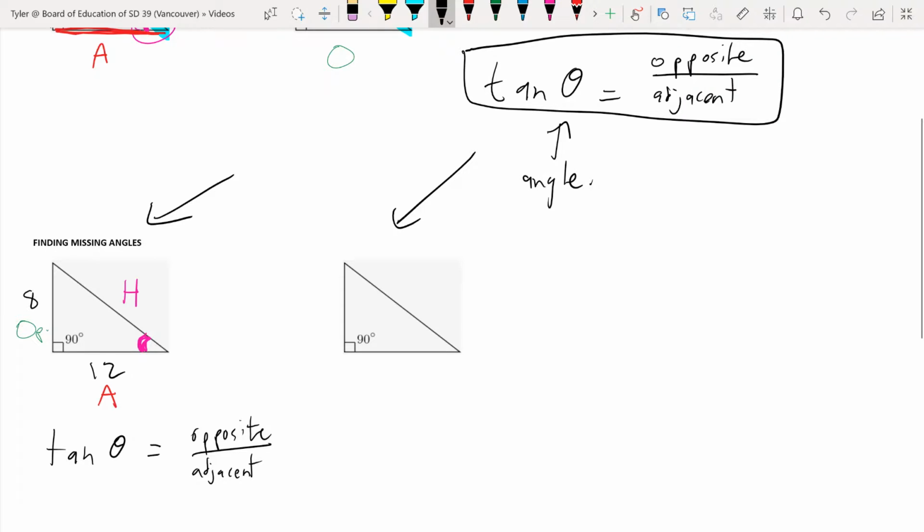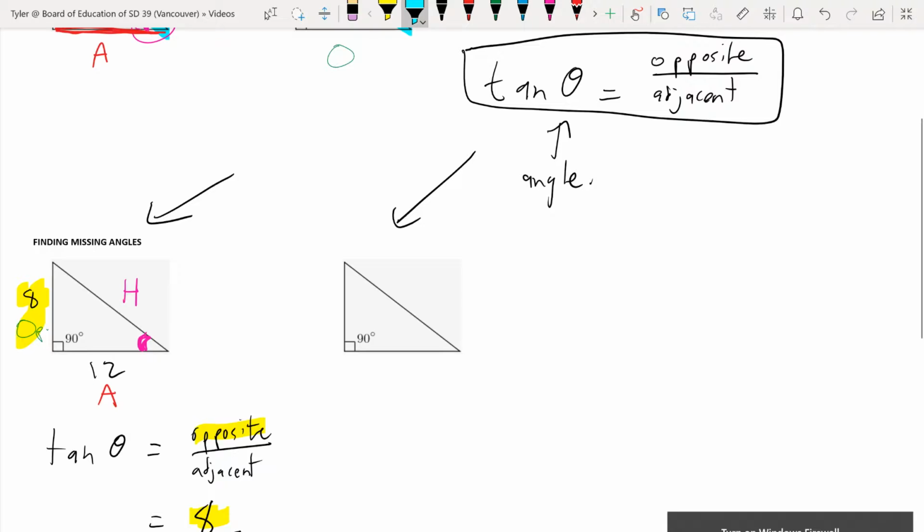And now I'm going to fill in the numbers. My opposite side was 8. 8 centimeters, it doesn't matter, it's just 8. So I'm going to put 8 for the opposite. Okay, and actually let's use some colors to make this easier. Opposite, opposite, and then adjacent, adjacent. Adjacent's going to go here, and it's going to be 12. Okay?